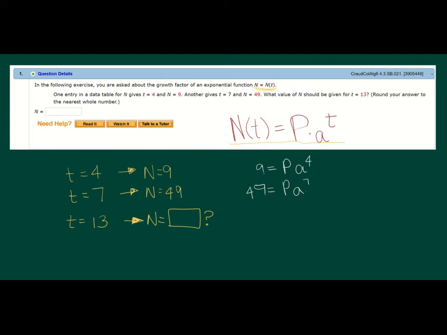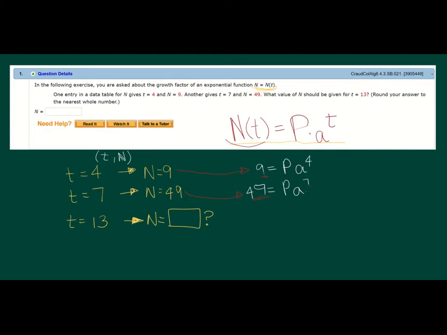So using the definition of these t, N pairs, I went ahead and just substituted those values into the generic formula. So N is on the left-hand side, P times a raised to the t power is on the right-hand side. I've just plugged in where in this first pair I see an N, I wrote 9 instead. Where I see t, I put a 4 instead. I did the same thing with our second pair of data here. Our second data point here, I've got when t is 7, N is 49.